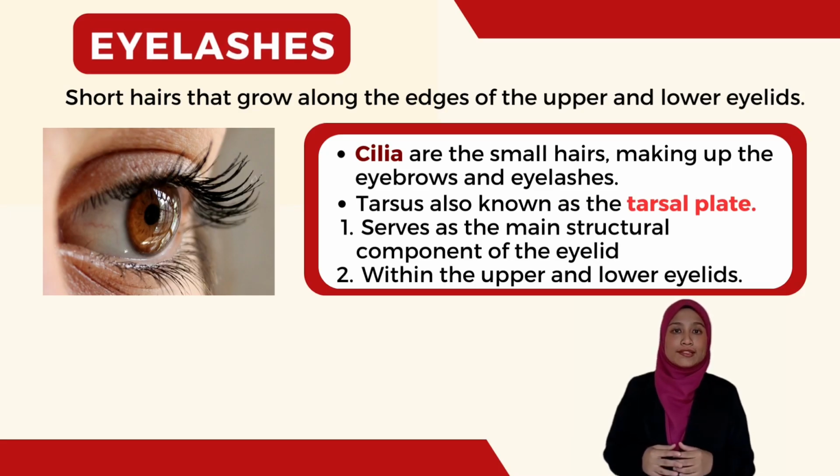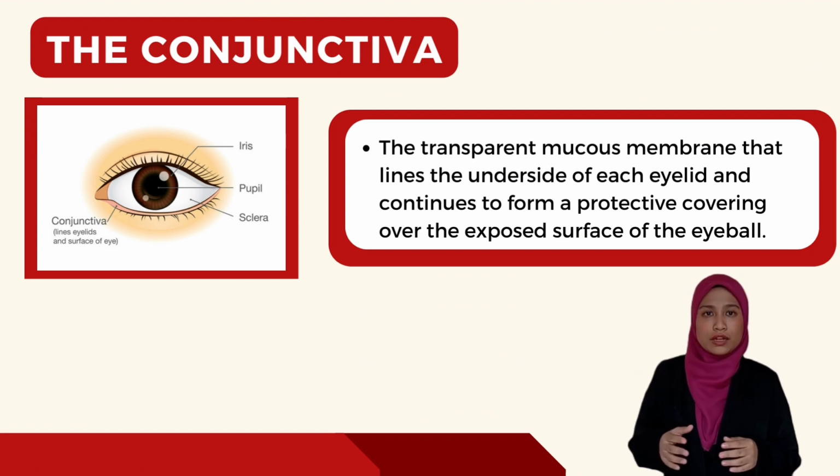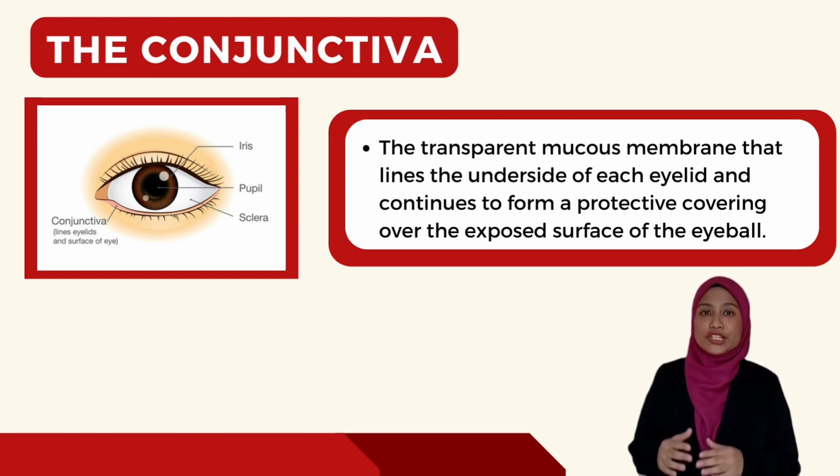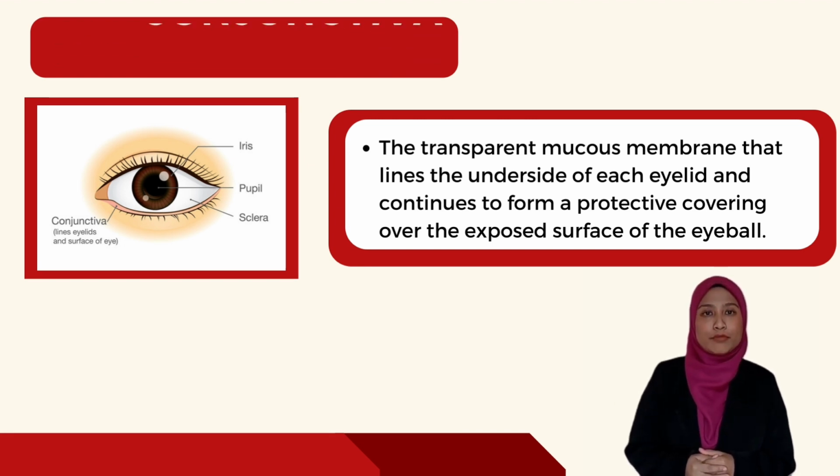Eyelashes are the short hairs that grow along the edges of the upper and lower eyelids. The cilia are the small hairs making up the eyebrows and eyelashes, and the tarsus, also known as the tarsal plate, serves as the main structural component of the eyelids, within the upper and lower eyelids, providing the necessary stiffness and shape. The conjunctiva. What is it? It is the transparent mucous membrane that lines the underside of each eyelid and continues to form a protective covering over the exposed surface of the eyeball.